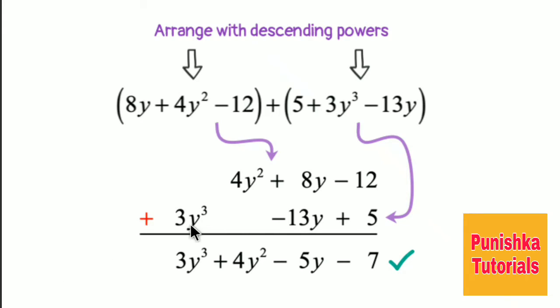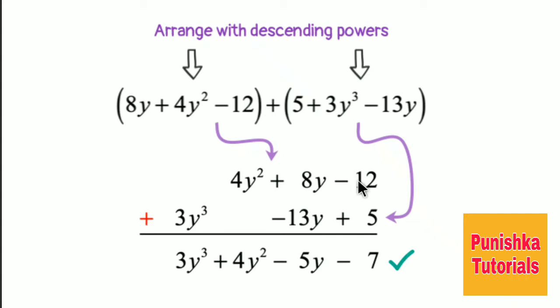Now we will add all the like terms together. We do not have y cube term in the first polynomial, so this becomes 3y cube plus 0, which is equal to 3y cube. Now going to the next term, 4y square, but we do not have any y square term in the second polynomial, so we will consider it as 0. 4y square plus 0 is 4y square. Now in the first polynomial we have 8y, in the second polynomial we have minus 13y. Plus minus is minus, 8 minus 13 is minus 5. So 8y minus 13y becomes minus 5y.